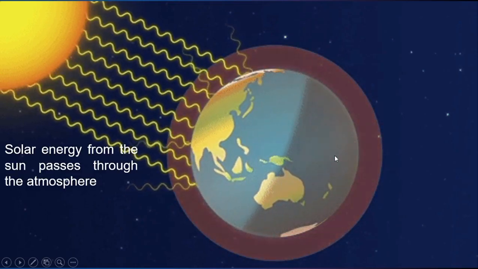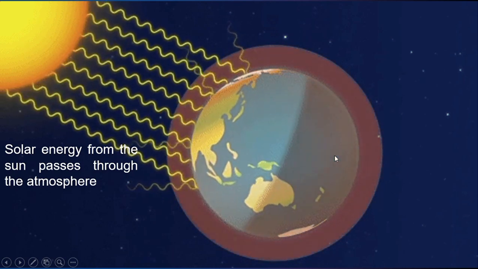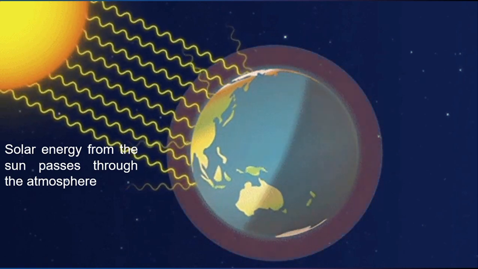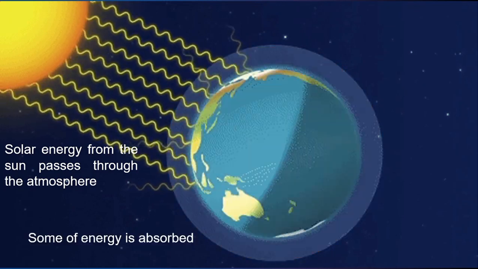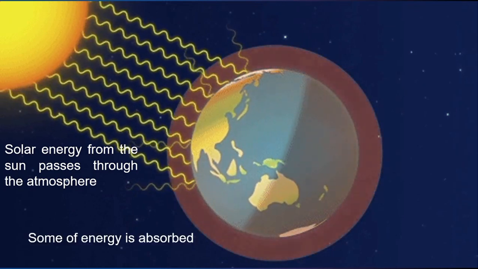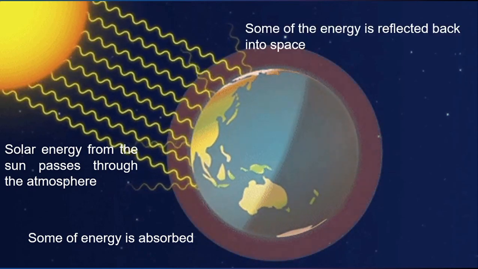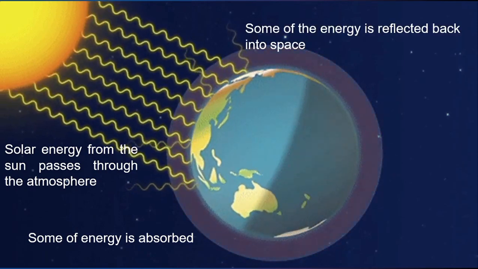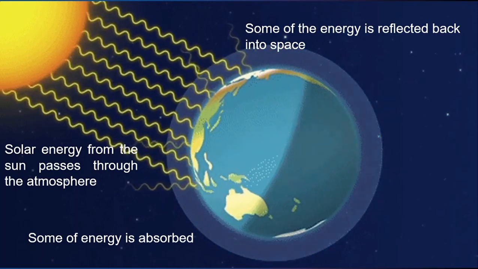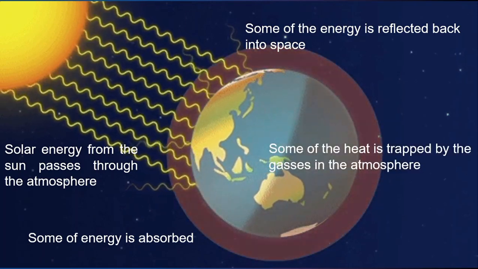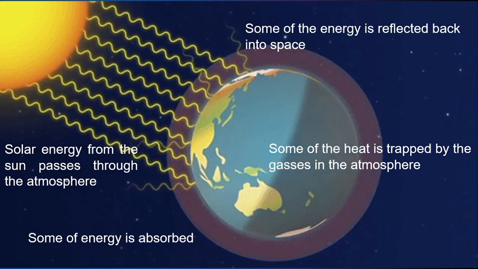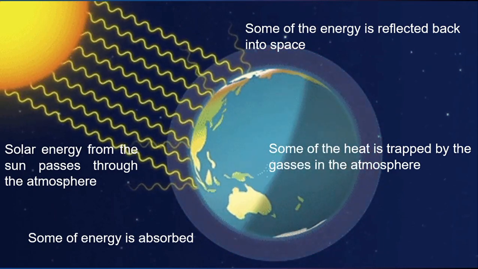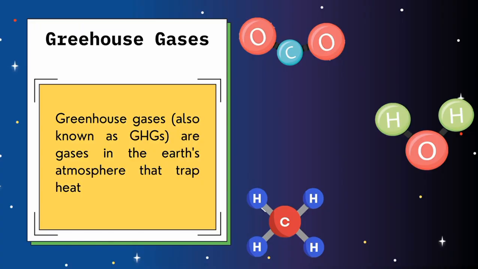Now, in the daytime, solar energy from the sun passes through the atmosphere, warming Earth's surface. Now, some of energy is absorbed and some of energy is reflected back into the space. But some of the heat is trapped by the gases into the atmosphere. And these heat trapping gases are called as the greenhouse gases or the GHG.